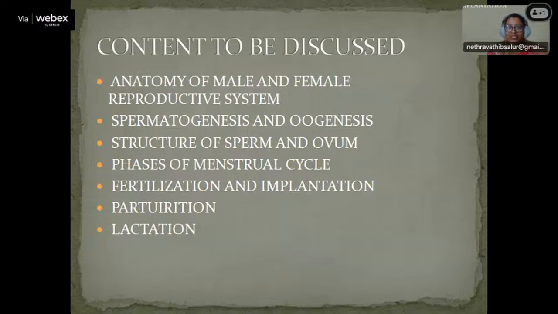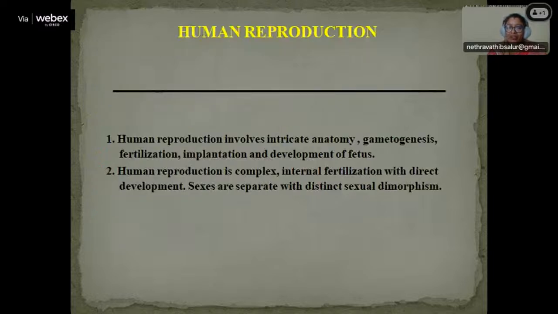So what I'm going to be discussing here is this. In this topic, we are going to be covering anatomy of male and female reproductive system, spermatogenesis and oogenesis, structure of sperm and ovum, phases of menstrual cycle, fertilization, implantation, parturition, and lactation. Now, coming on to the next slide.